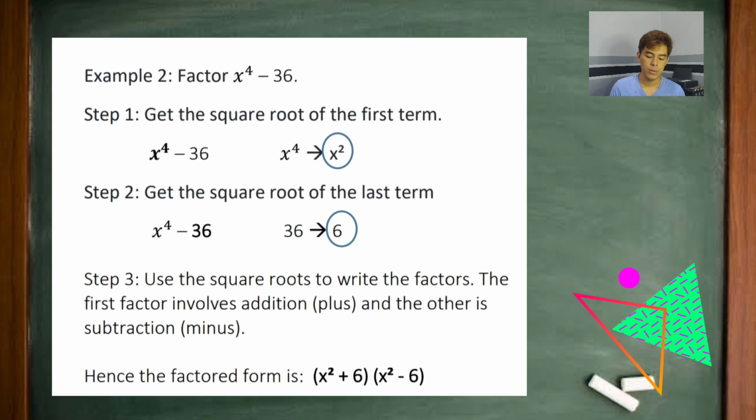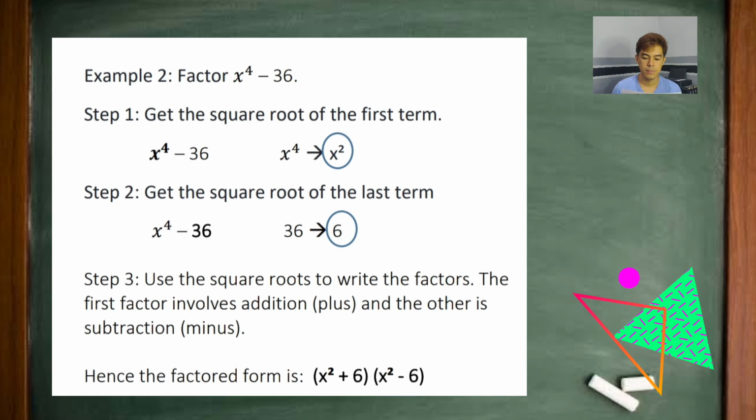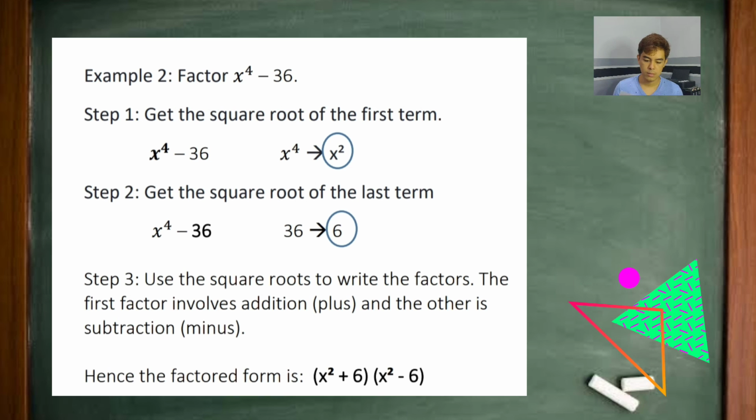Step number 3, we use the square roots to write the factors. So yung unang factor natin involves addition. So x squared plus 6. The other involves subtraction. So meron tayong x squared minus 6. So isusulat lang natin siya. Then the factored form is quantity x squared plus 6 multiplied to quantity x squared minus 6.